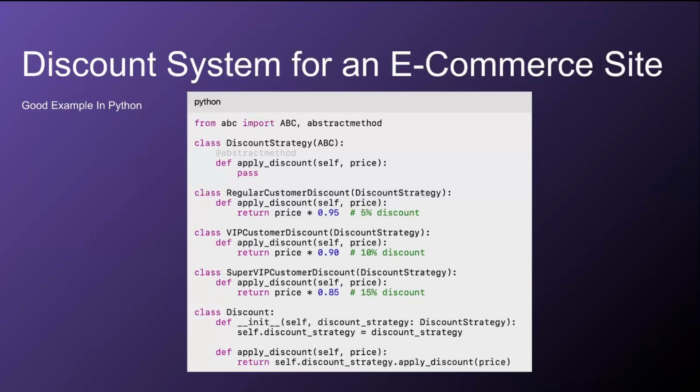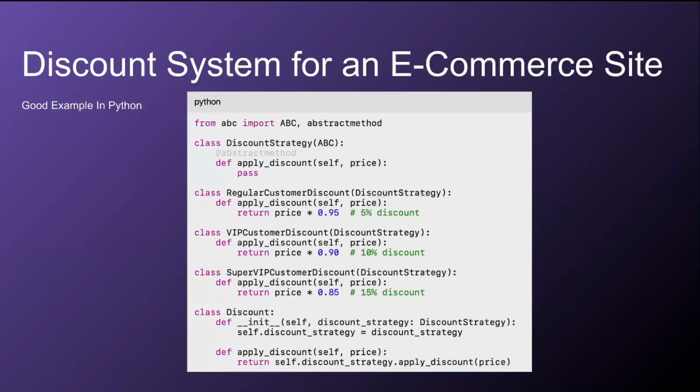Again, we'll be importing abc, which means abstract base class, from the Python module abc, along with abstractmethod. Here we have declared the DiscountStrategy abstract class, and it has an abstract method apply_discount, and every inheriting class needs to implement this apply_discount. We have added 3 classes, all inheriting from DiscountStrategy: RegularCustomerDiscount, VIPCustomerDiscount, and SuperVIPCustomerDiscount. Each of the classes has implemented this abstract method apply_discount as per its logic.